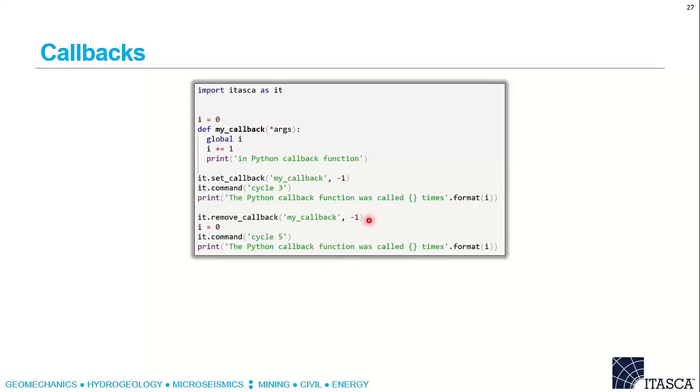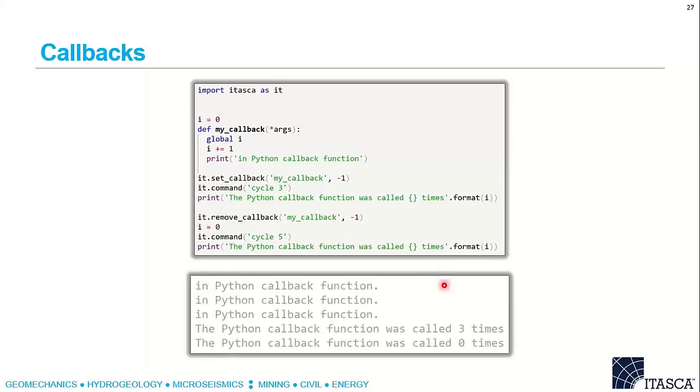You can also remove callbacks with the remove callback function, once again specifying the name of the callback as a string and then the index of the callback within the cycle sequence. The output generated by this code sequence is in Python callback function 3 times, since in the first portion of the code it's cycled 3 times, and thus the callback is called 3 times. We can see that before we removed the callback, it was called 3 times, and after we removed it, it was called 0 times.